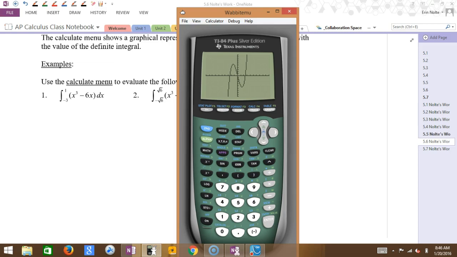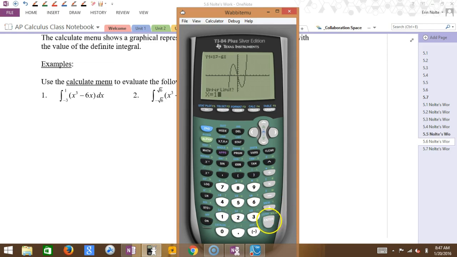X cubed minus 6x. What we can have the calculator do is figure out the area between -3 and 1 by hitting second calc, and then going down to number 7. See how it has that integral notation? Immediately it asks us for the lower limit. The lower limit is going to be the lower number, which in our case is -3. Hit enter, and then the upper limit, which is 1.